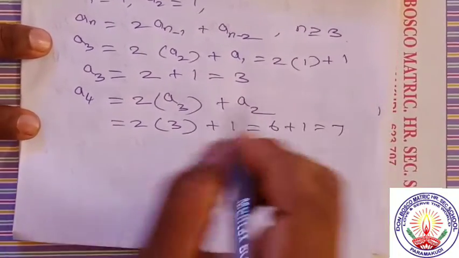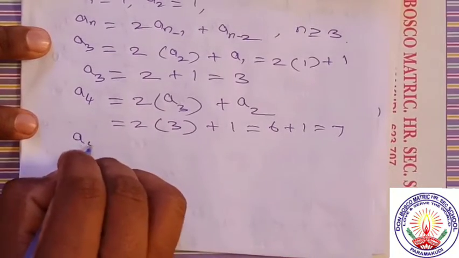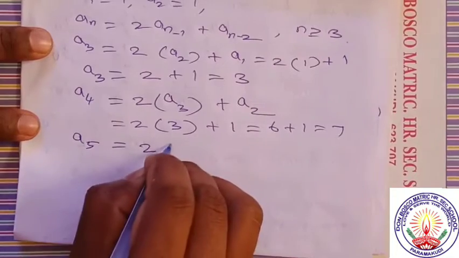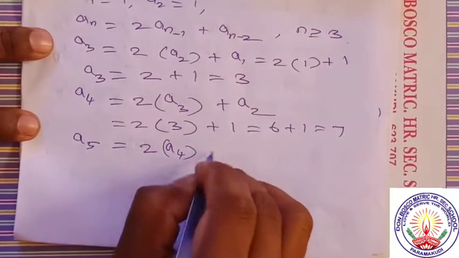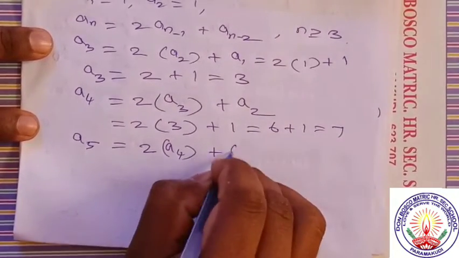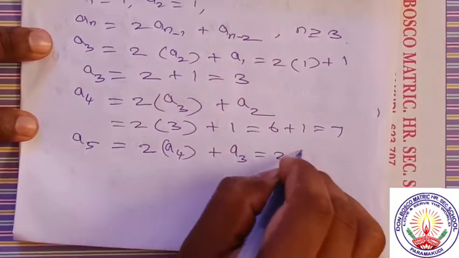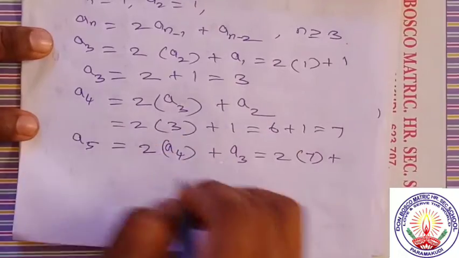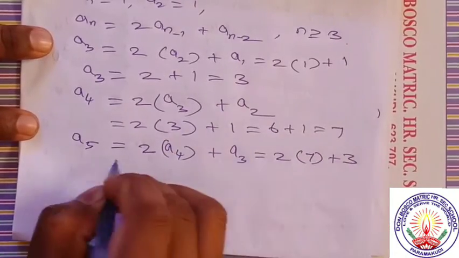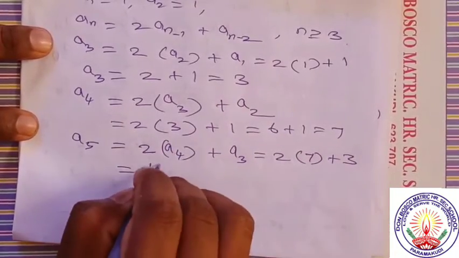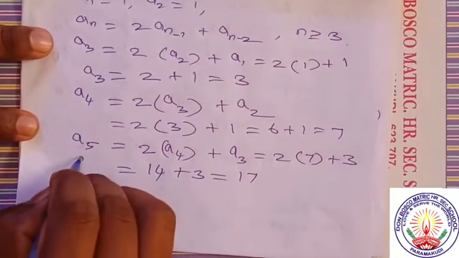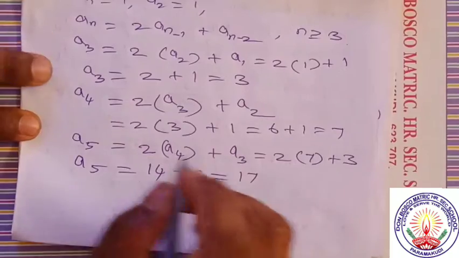The next one, a5. Our question is to find the 6 terms. So 2 into a4 plus a3. The answer is 2 into 7, which we just found, plus a3 is equal to 3. So 2 7s are 14 plus 3. 14 plus 3 is equal to 17. Therefore a5 is equal to 17.